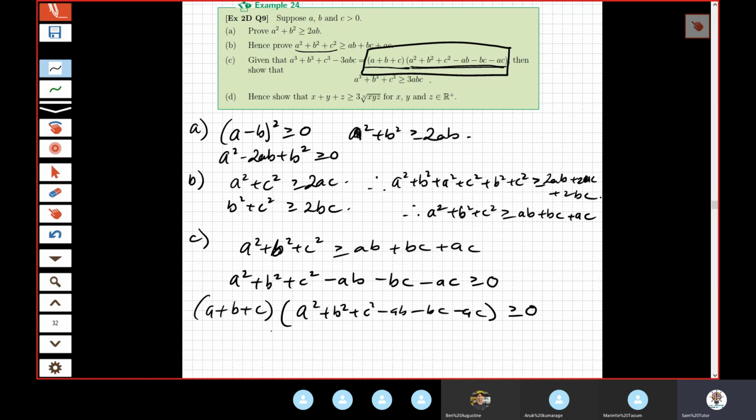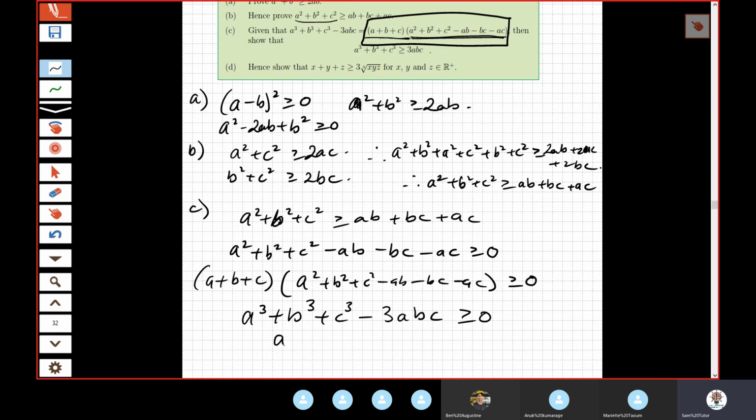But what do you know now about this left-hand side? What is the left-hand side equal to? A cubed plus b cubed plus c cubed minus 3abc. I'm sure we can all see I am finished. A cubed plus b cubed plus c cubed is greater than or equal to 3abc.